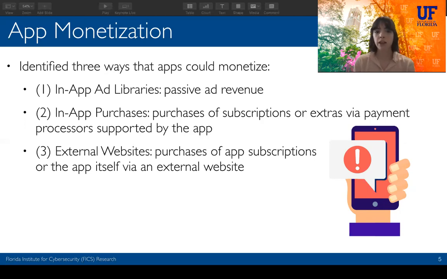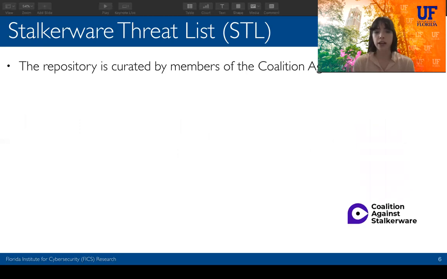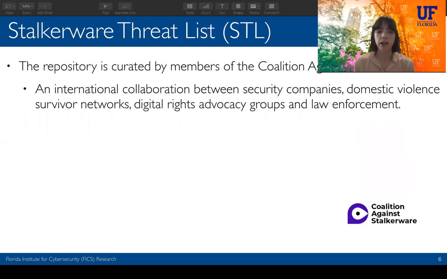Finally, we found evidence of external websites. Abusers were able to purchase app subscriptions on these websites, or sometimes they purchased the app and downloaded the app from these external websites themselves. To gain all this data, we needed to have a fairly large repository of stalkerware apps, and the one we finally ended up using was the Stalkerware Threat List. This repository is created by members of the Coalition Against Stalkerware. They're an international collaboration between security companies, the National Domestic Abuse Survivors Networks, digital rights advocacy groups, and law enforcement. In fact, we ended up joining the Coalition Against Stalkerware so that we could also help in this problem.